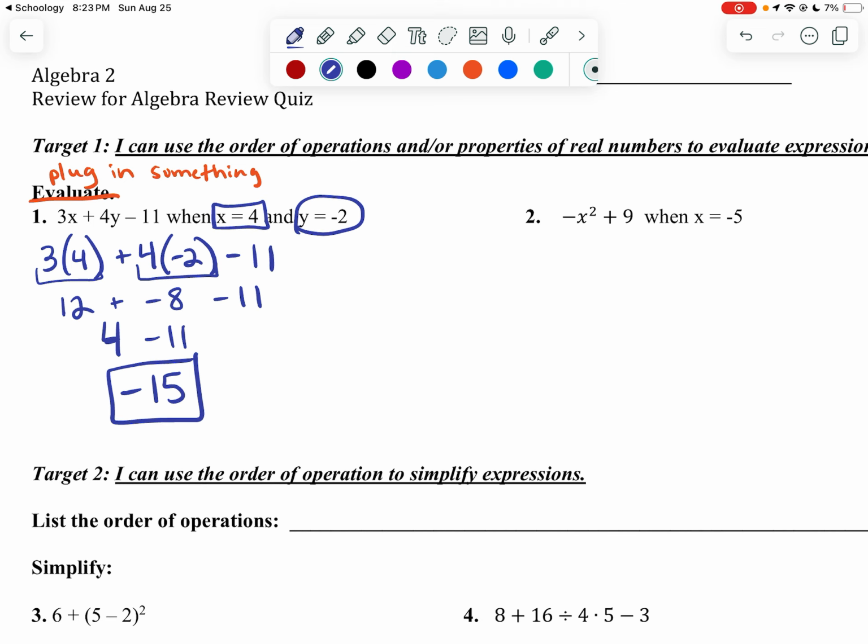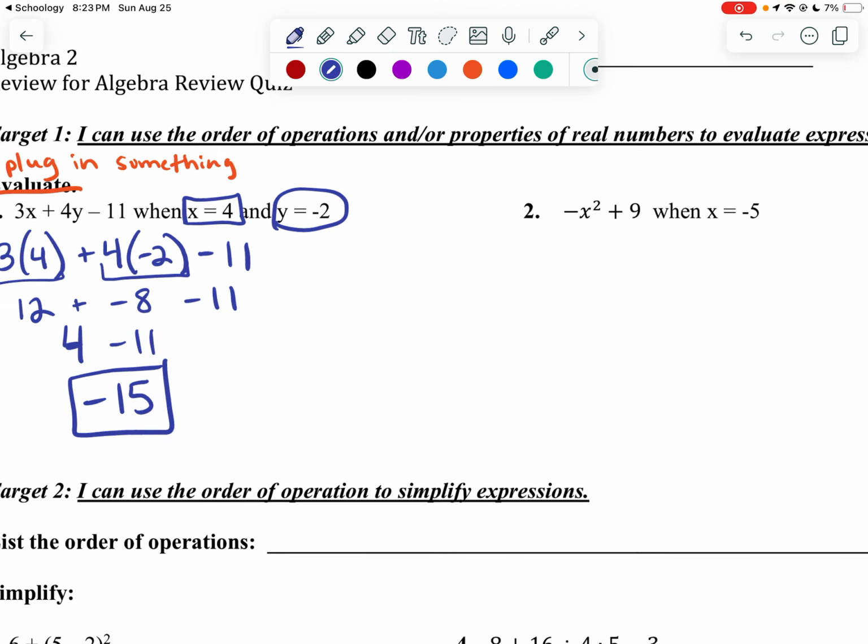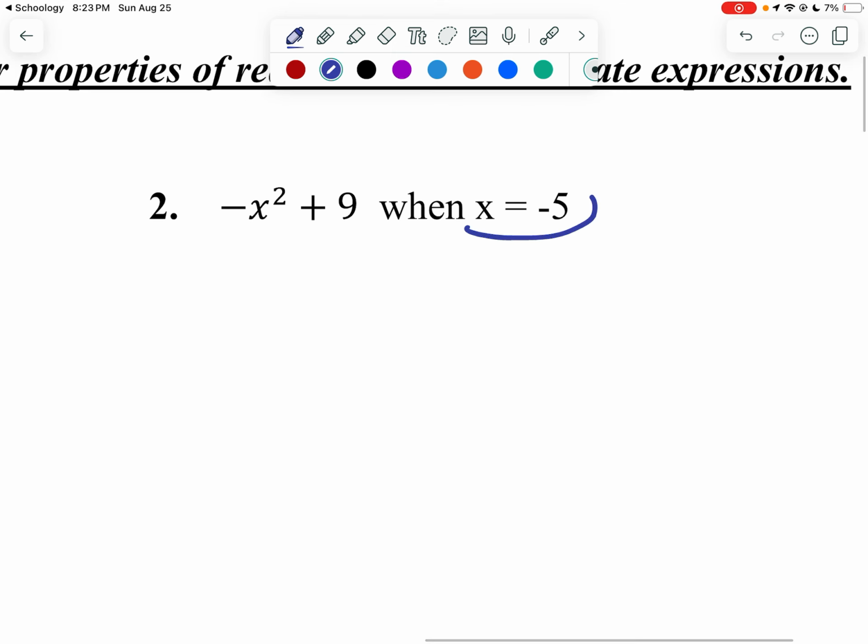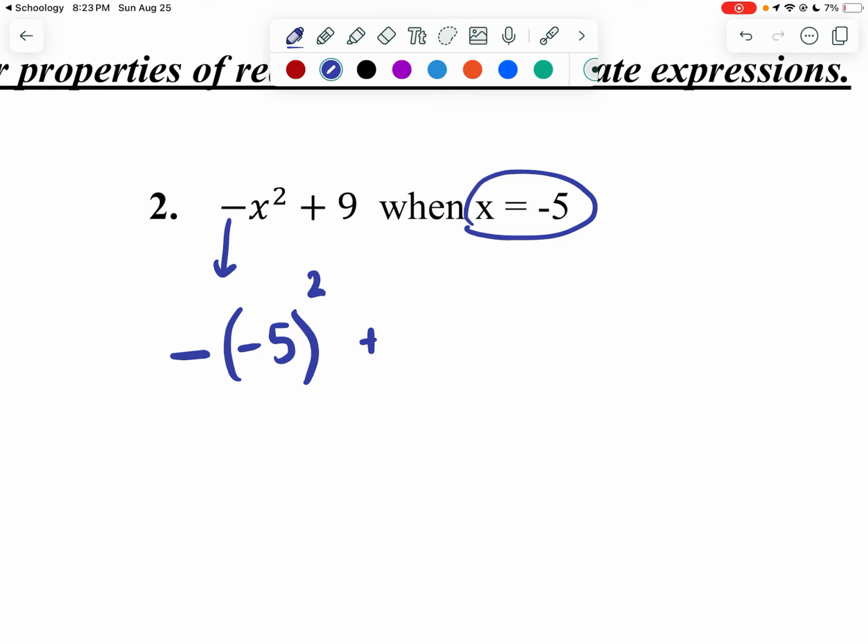Question like number 2, you have to be careful with. So this is also evaluating. However, you have a negative. So this negative needs to stay. Okay, then for X, you are plugging in -5. Okay, you have the squared, and then it's plus 9. Okay, so here's the tricky part. Remember your order of operations.